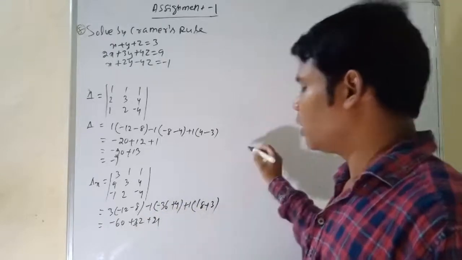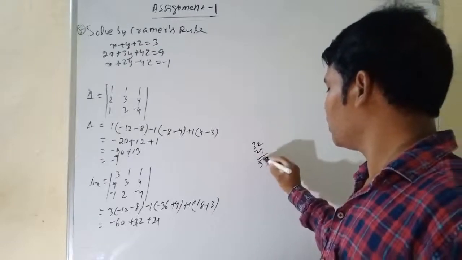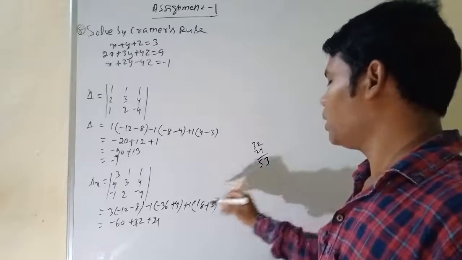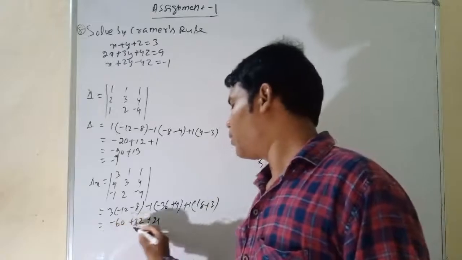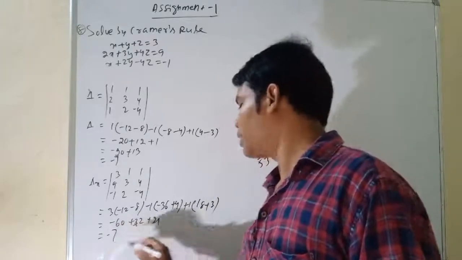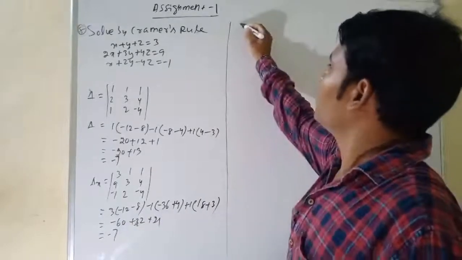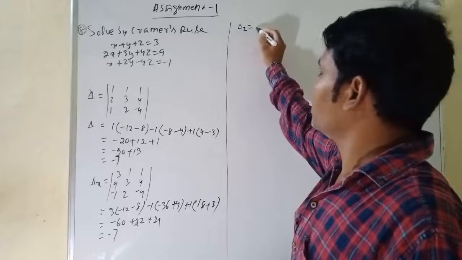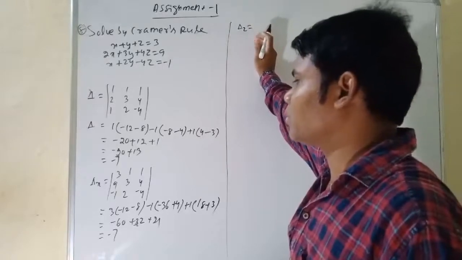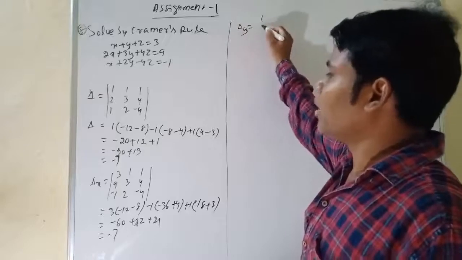Okay, that is 32 plus 21, 53. 53 minus 60, minus 60 plus 53 is equal to minus 7. Okay, next to find del z. Del z is equal to del y. Del y is equal to 1 to 1.